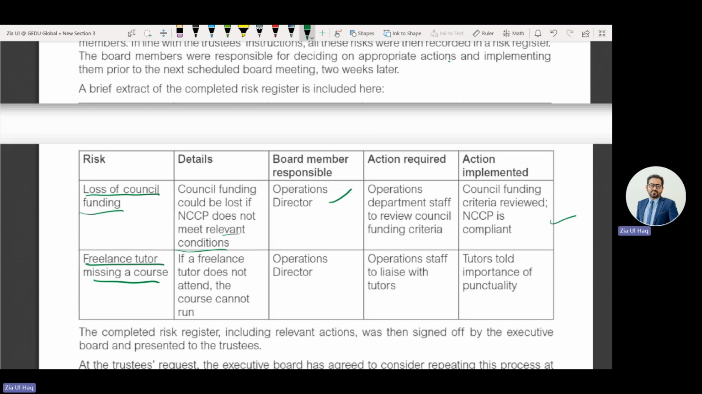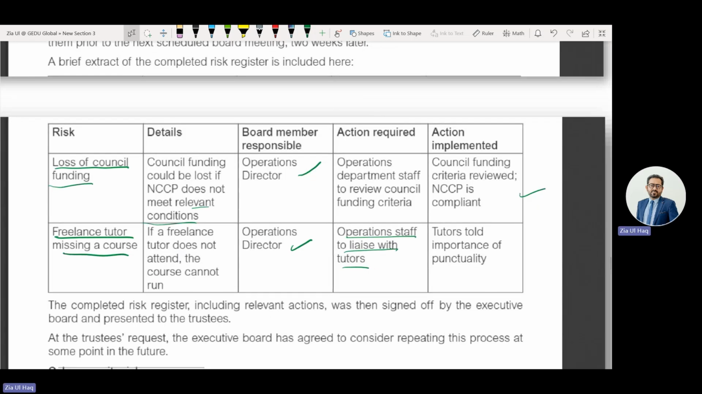Board member responsibility: who is responsible for this? Operation Director. He will make sure. Action required: operations staff to liaise with the tutors. Before class, he needs to call the tutors every day. Are you coming? Where are you? Action implemented: tutors told importance of punctuality. So they have informed the tutors about the punctuality rules.